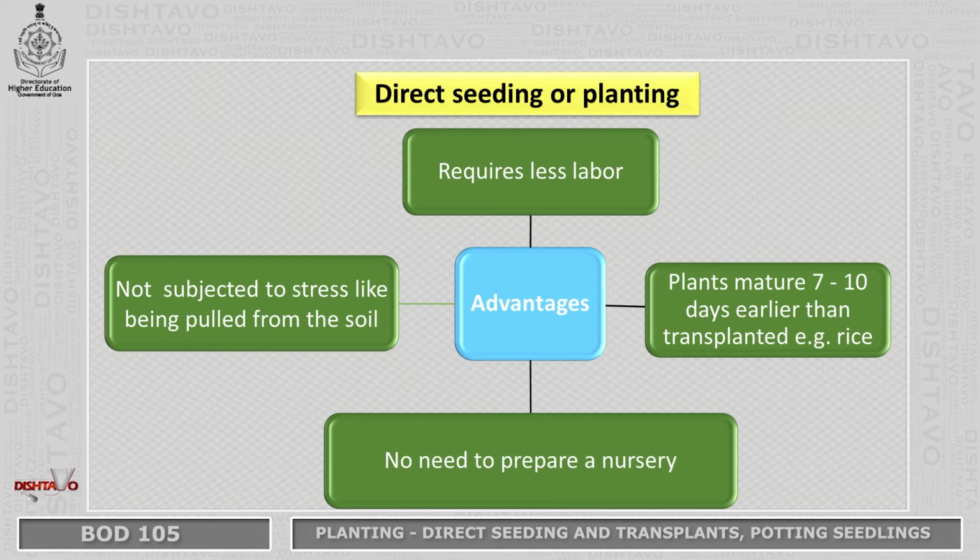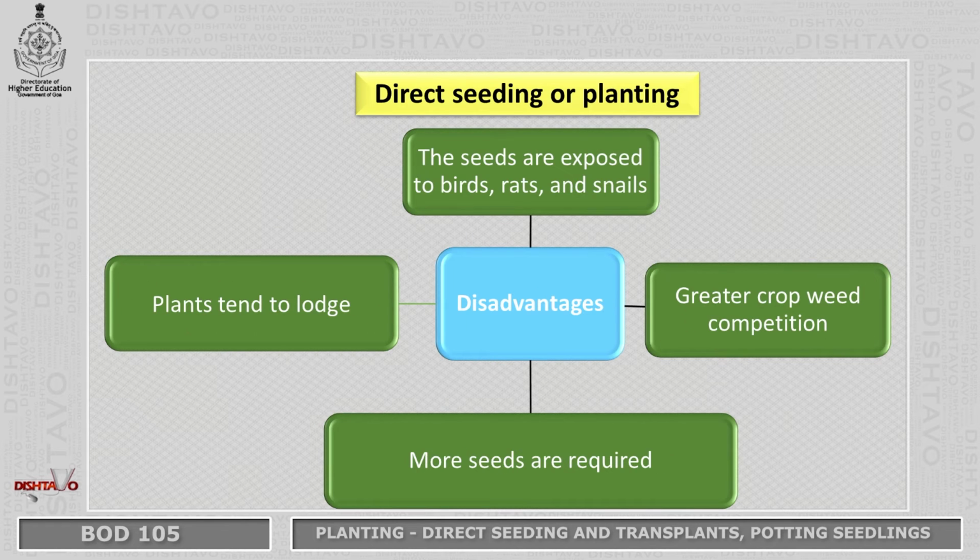The advantages of direct seeding or planting. They require less labor. Secondly, they are not subjected to stress like being pulled from the soil during transplanting. Next advantage is plants mature 7 to 10 days earlier than transplanted plants, for example rice. Fourth, they do not need a nursery to be prepared.